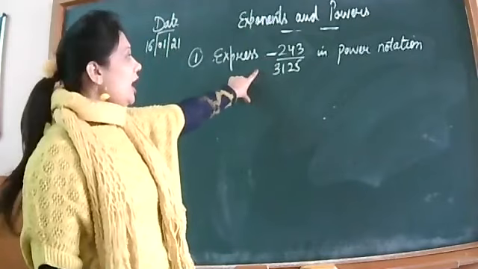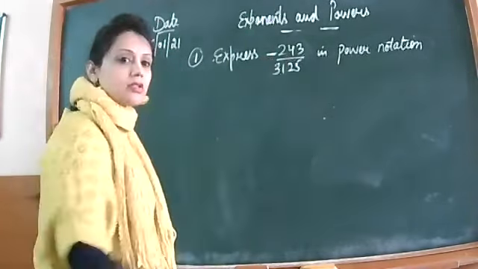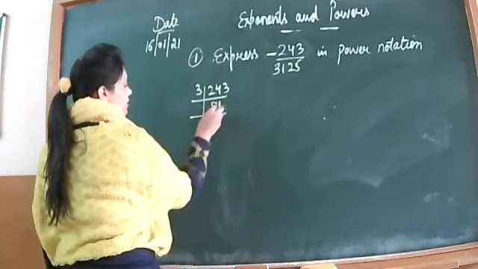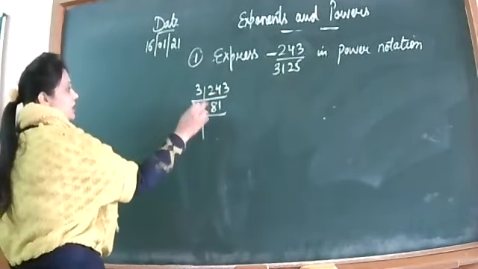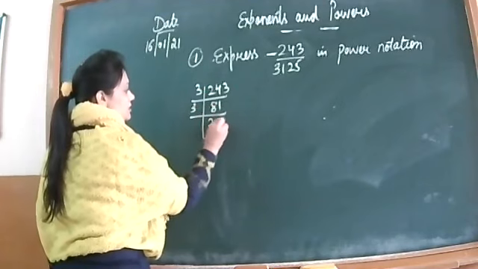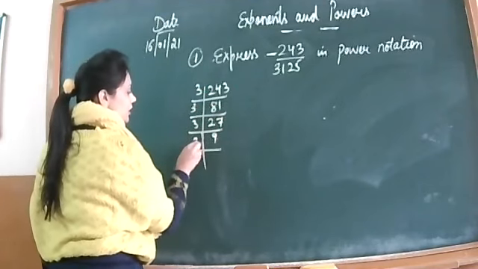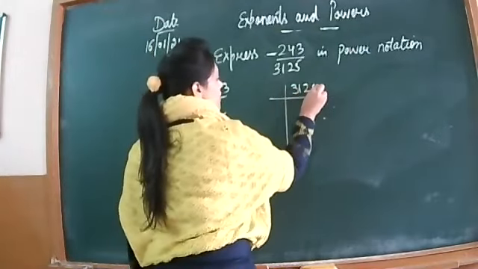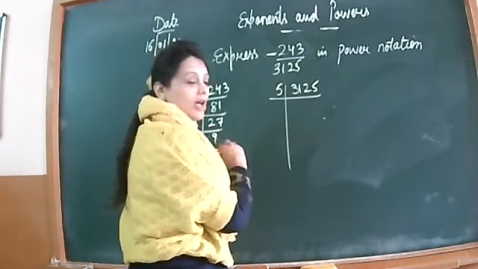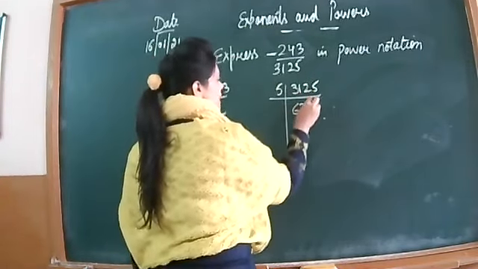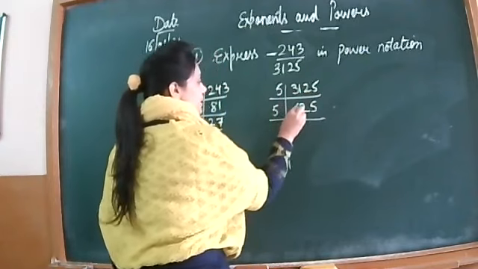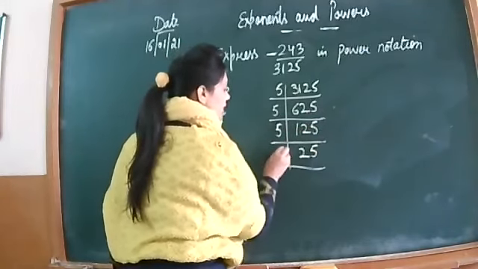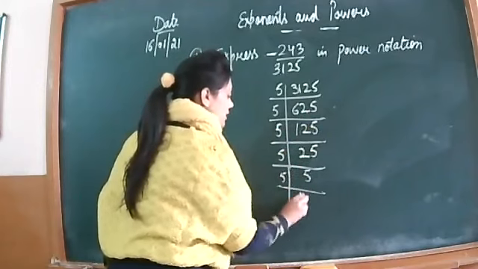What we have to do? We have to make the prime factors of both the numbers. So let us make the prime factors. 243 divided by 3 is 81, then 27, then 9, then 3, then 1. Then the factors of 3125: divide with 5, giving 625, 125, 25, 5, 1.